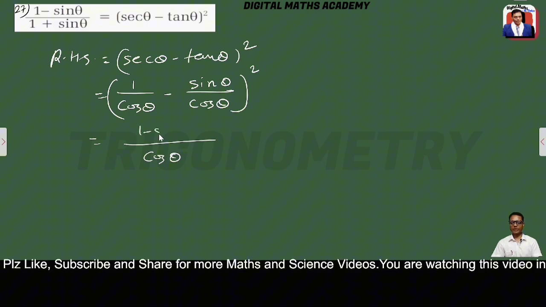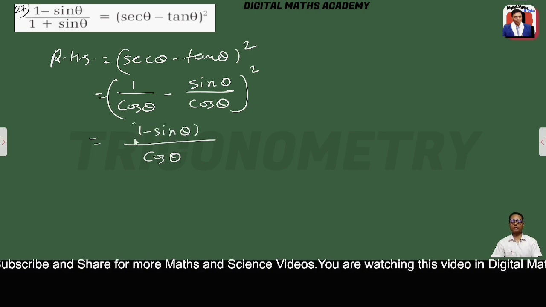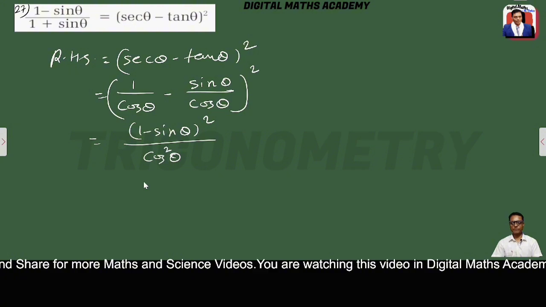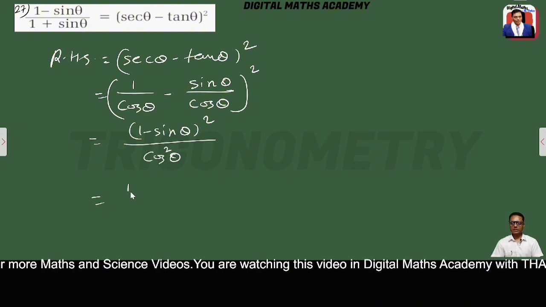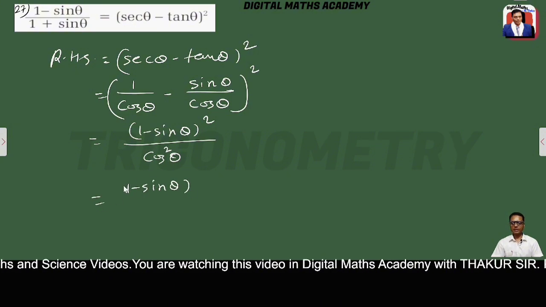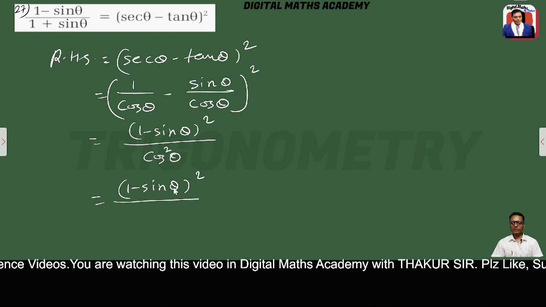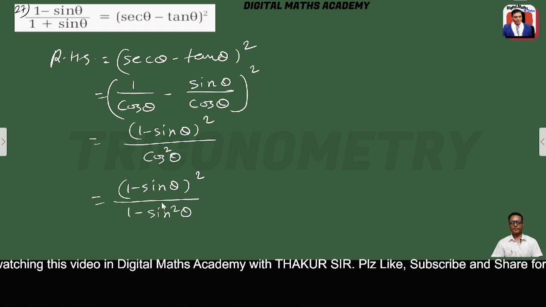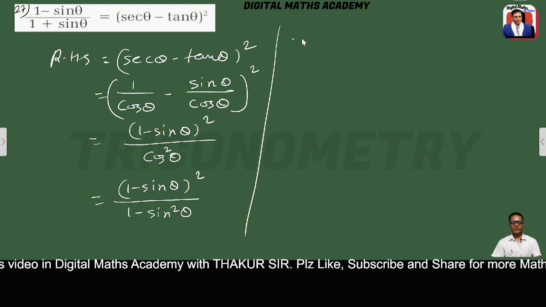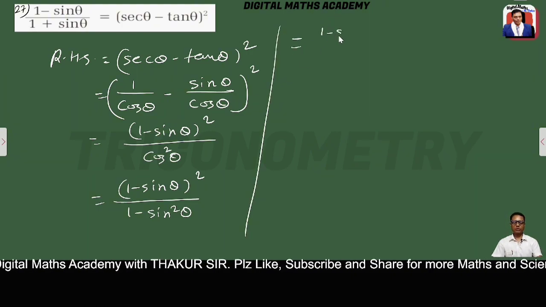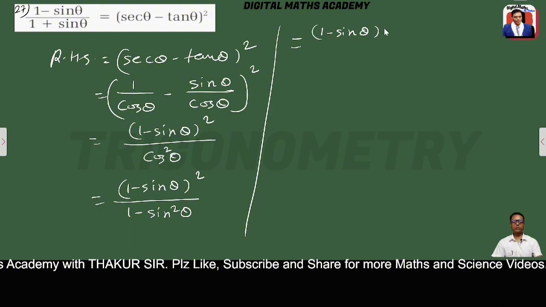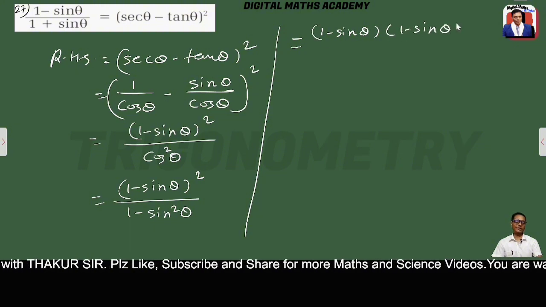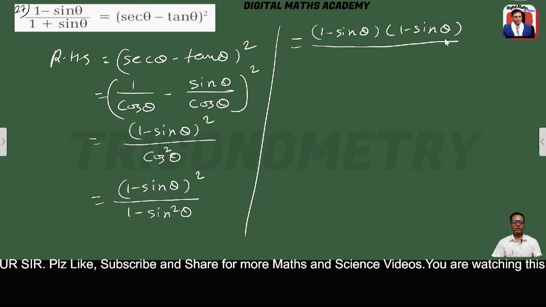So you can write here 1 minus sin theta, and we write square up also and down also. So now here we have (1 minus sin theta) whole square, and now here we have cos square theta, which means 1 minus sin square theta. So we see here (1 minus sin theta) whole square equals 1 minus sin theta into 1 minus sin theta, because x square equals x into x.